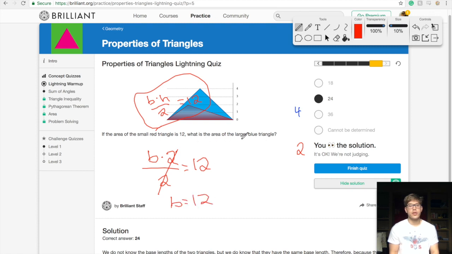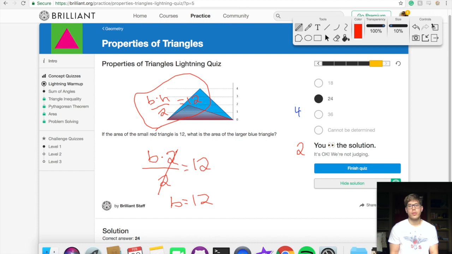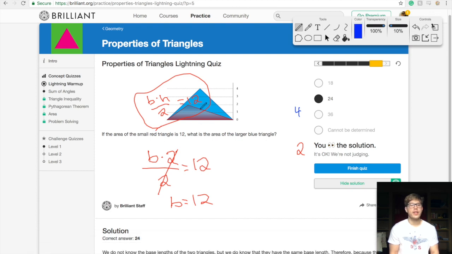So what is the area of the larger blue triangle? Well, again, our base is the same for both triangles. So our base for the blue triangle is 12 times its height, which is 4, and then we divide by 2 to get our answer. 12 times 4 is 48, divided by 2 is 24.